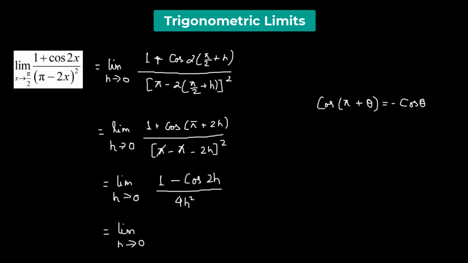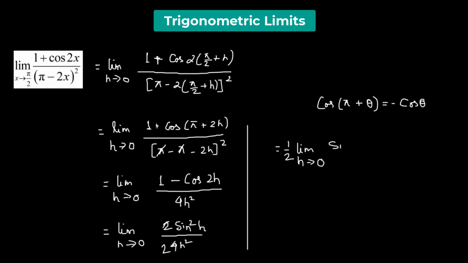Which will be equals to limit h approaching 0. So 1 minus cosine of 2h will become 2 sine squared of 2h over 2, so it's simply going to be h, divided by 4h squared. So we'll have now, so 2 times 2 is 4, so we have half times the limit h approaching 0.